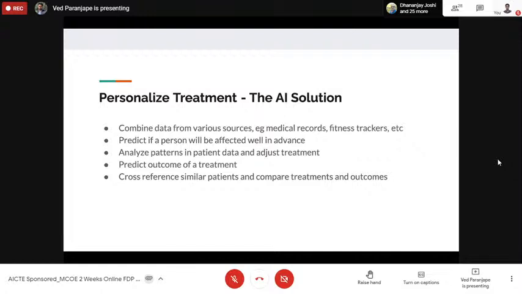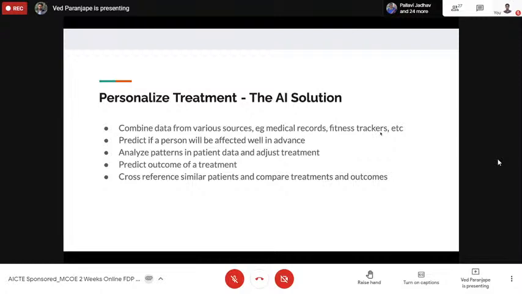Personalized treatment, the solution. I explained the problem, now this is the solution. It combines data from various sources, for example medical records and fitness trackers. This is actually being done by a company which is owned by Google. Let me remember, it's called Verily Life Sciences. As you know, Google has acquired Fitbit, which creates smartwatches and health trackers, which is a fitness tracker.